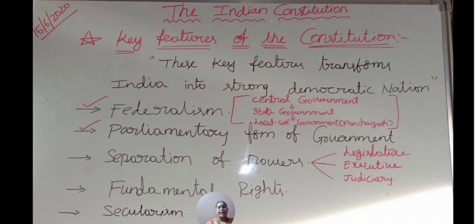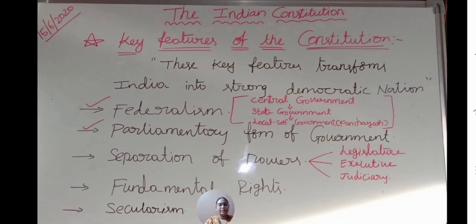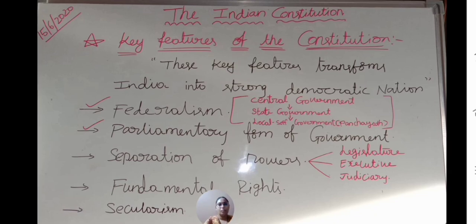The second one is executive. Executive is the smaller group of people who are responsible for running the government and implementing the laws made by the legislature. And the third one is judiciary, which belongs to the system of courts in our country. At the central level we have the Supreme Court, at the state level different high courts, and at the district level district courts. So judiciary has authority over the system of courts in India.